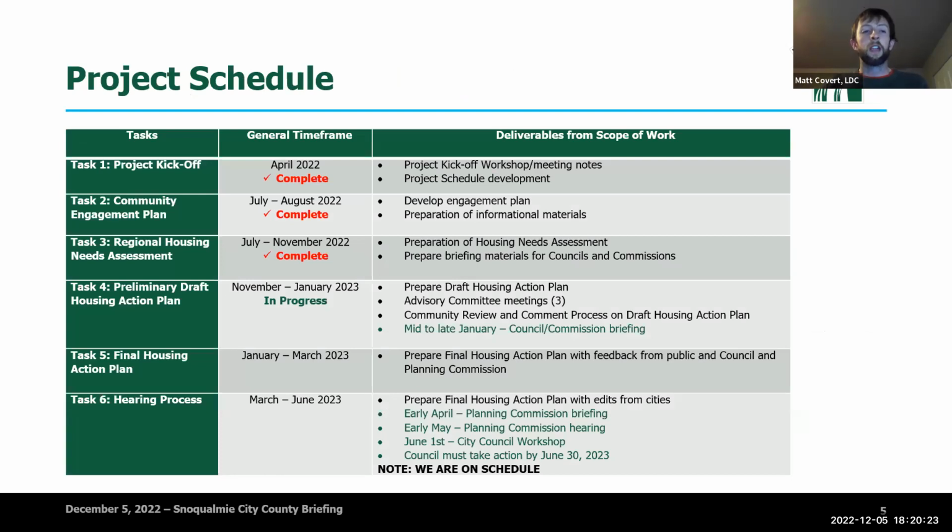This is a brief look at the project schedule. So we started technically in April of this year, but we didn't really get underway with the needs assessment until July. FCS recently wrapped up the housing needs assessment, and we are currently in the process of not only translating those numbers into Snoqualmie specific data to be integrated into the plan, but looking at preparing some draft actions as well. And so mid to late January is the target for a council and commission briefing. And then the whole spring is going to be devoted to having public meetings and web feedback and some additional engagement opportunities, and the goal being that the council makes a decision on whether to adopt the plan or not by June 30th of 2023.